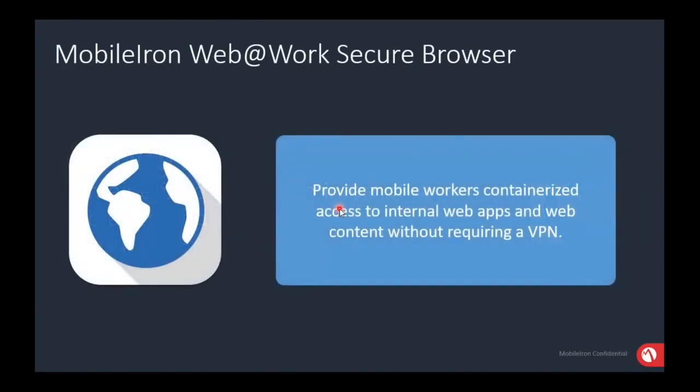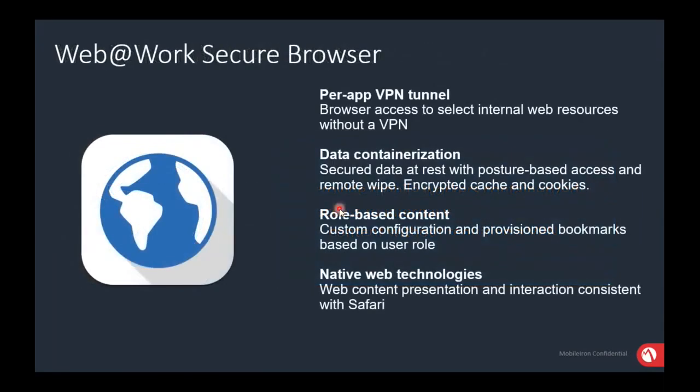Web@work is again an AppConnect enabled browser. This will have a native-like experience, and you can always have a per-app VPN tunnel. If you have multiple browser-based applications, and each application has a different set of servers, you can have an individual VPN created for each application. So whenever these applications are opened, that particular VPN will automatically be triggered and will connect to the backend resources. So you can have data containerization. You can even secure data. All content will be encrypted, even the cache and the cookies. And you can always have role-based content.